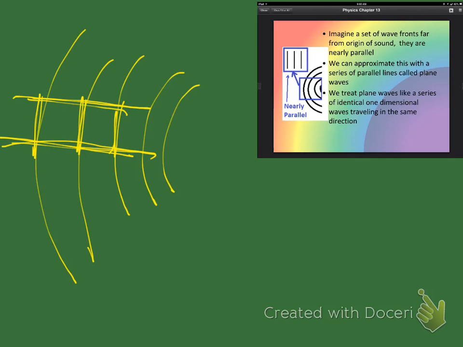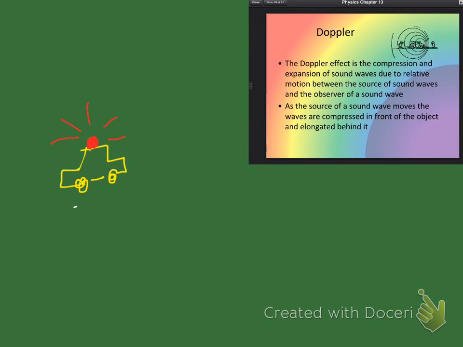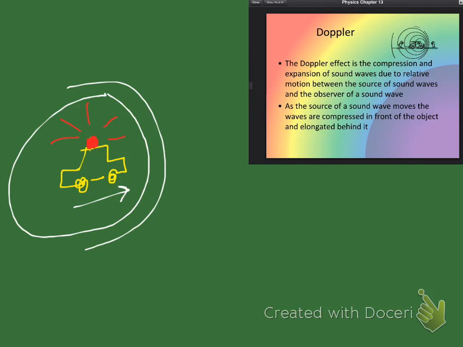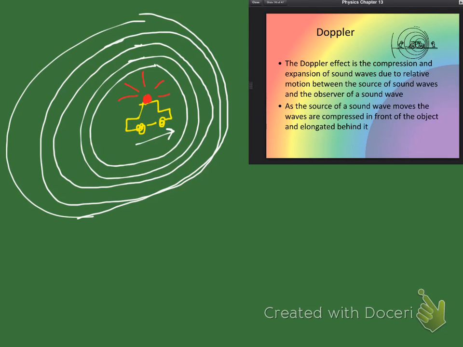As our little car is moving in this direction, the sound waves ahead of it are compressed, and the sound waves behind it are actually extended outward. Light, but we have compression of the waves, and if you imagine, have any of you ever thrown a stick into a pond for a dog?